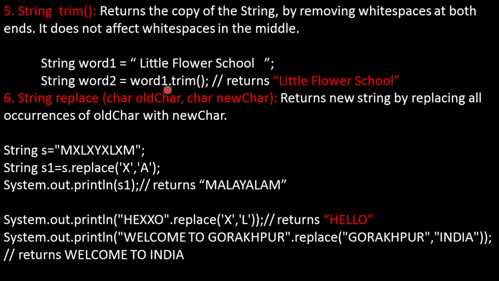So word 1 dot trim, that means it will remove the space from its beginning and end, and ultimately you will get Little Flower School like this. Note here, the space that is given in between won't be affected, that will be there. This is only applicable for the beginning and end. The extra space, whatever by mistake you have given, that space will be removed. So the trim function is used for removing spaces in the beginning and end.